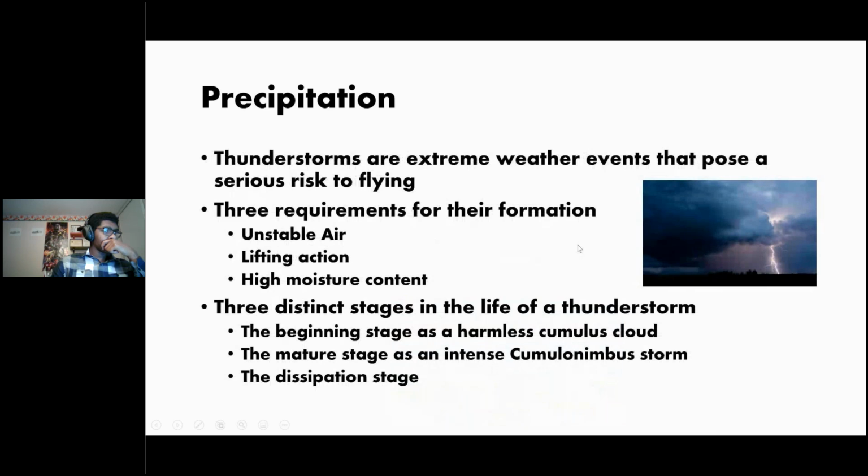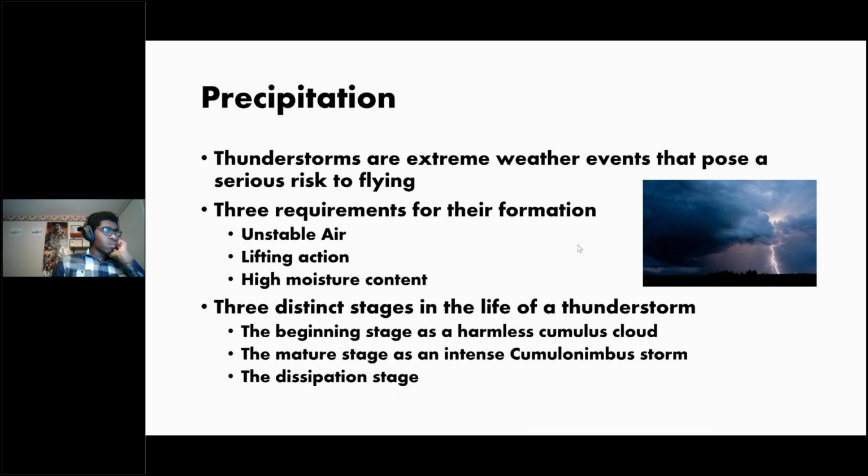Awesome. So now let's talk about thunderstorms. Thunderstorms obviously are an extreme weather event that pose a big risk to flying, right? You have a lot of instability, a lot of precipitation, and lightning that can hit the plane. That can be a problem, of course. So yeah, not something that's good for us as pilots.